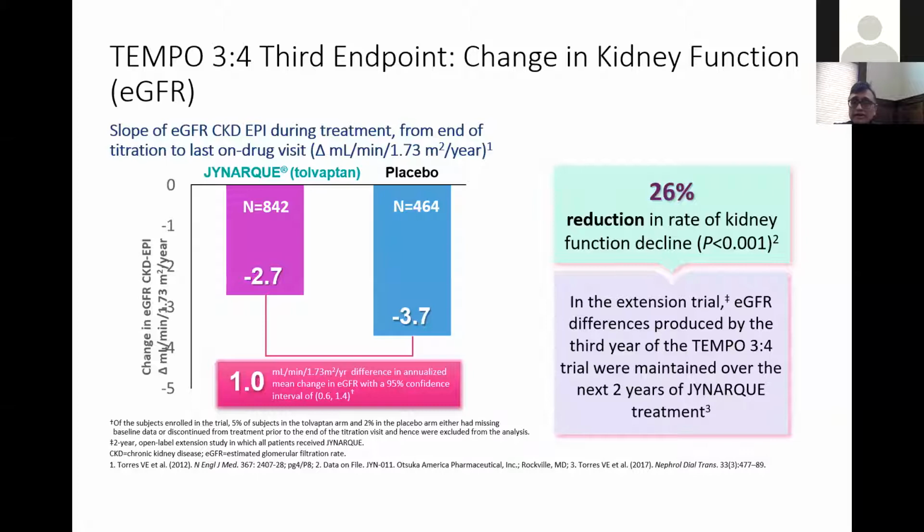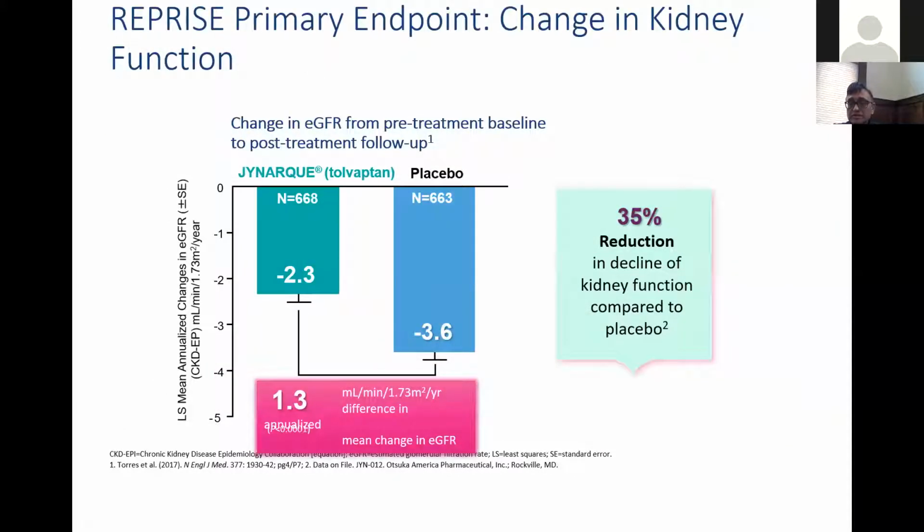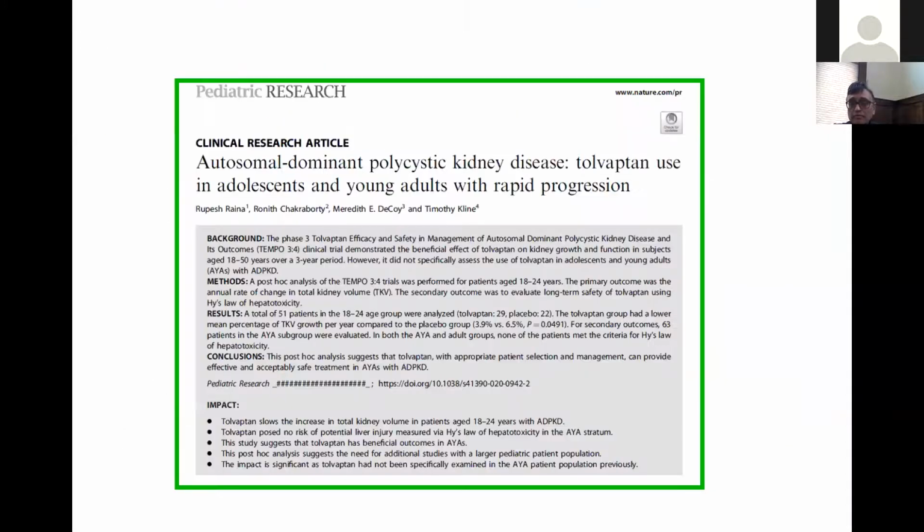And then this is a 26% reduction in the rate of kidney function decline from patients enrolled at more than 18 years of age, and a 35% reduction in decline of kidney function compared to placebo. This is a paper in Nature Pediatric Research. My frustration was that even though we didn't have any data, we came up with the guidelines for the treatment of polycystic kidney disease that were published. I was reviewing the paper, and everyone was saying you don't have any data in pediatrics. You do not. So this was instigated by that Nature publication, and we looked into our TEMPO 3:4 trial.